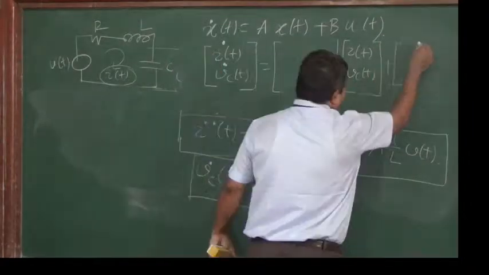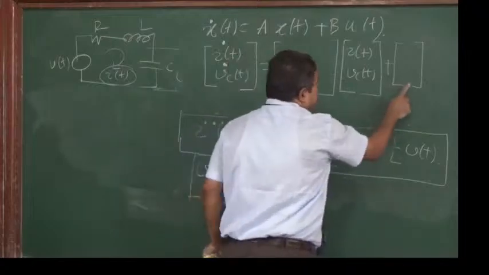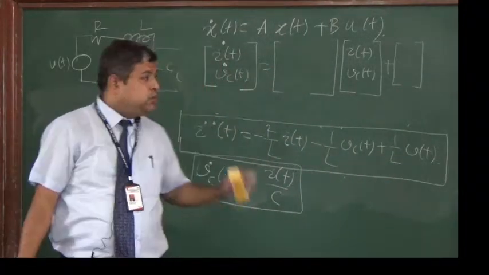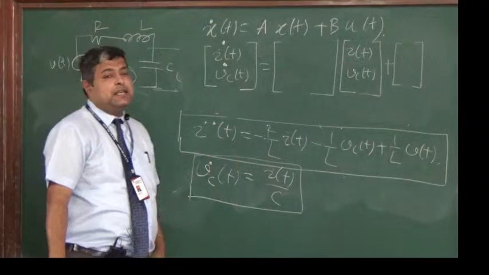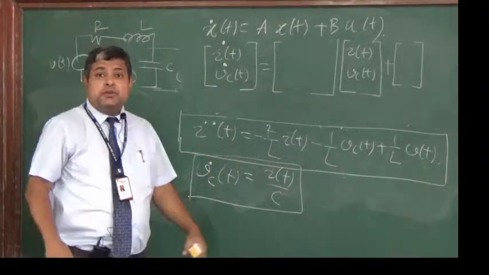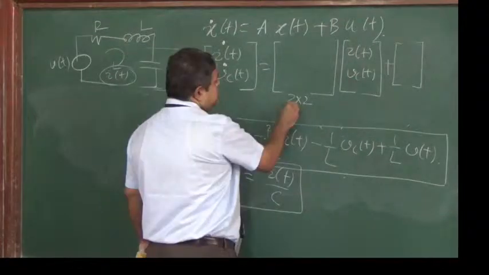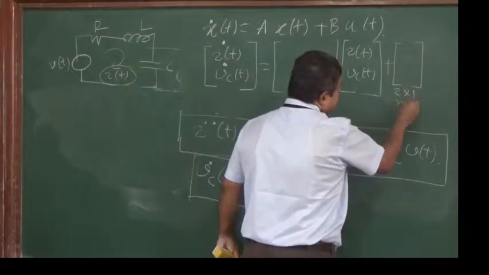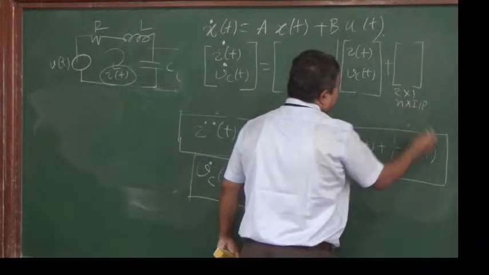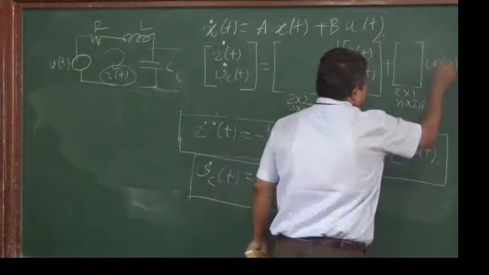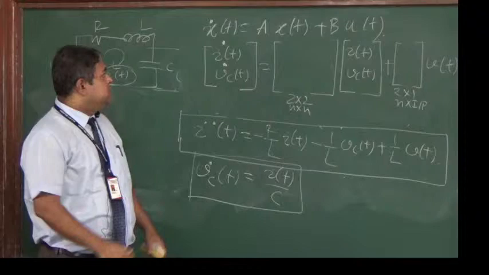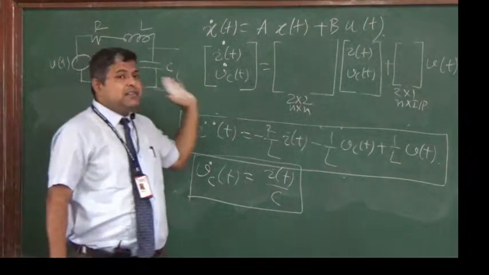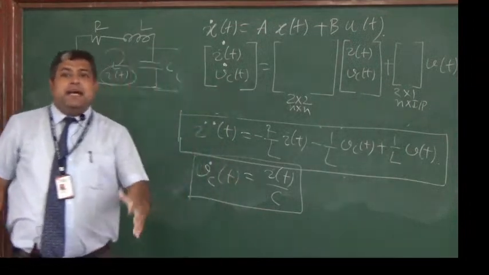The B matrix, I told you, is 2 by 1. Why 2 by 1? Because it is n cross the number of inputs. There are two state variables, so n is equal to 2, and there is only one input. So A will be 2 by 2 because it is n cross n, and B will be 2 cross 1. Instead of u(t) in the standard equation, we are writing v(t) because our system has an input supply v(t).